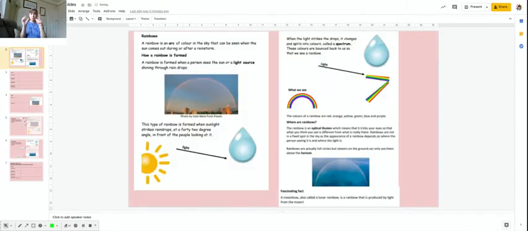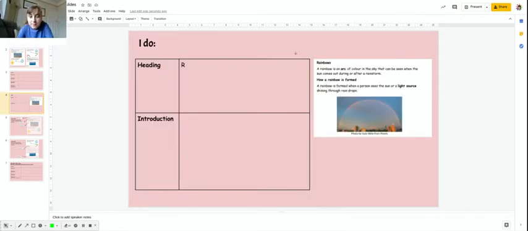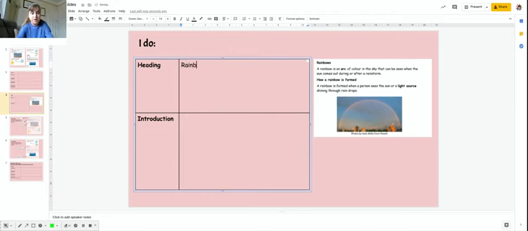I just put it on one slide to make it a little bit easier for me to look at when I'm explaining it to you. Okay, so rainbow. So I'm going to write rainbows, but you could draw one in your book. Introduction. Now, introduction is my little bit of information underneath my heading, but it's before my subheading, so it's the bit in between. So it's this bit here.